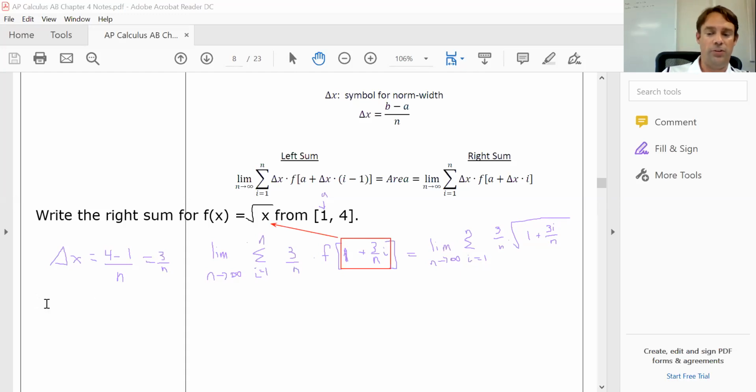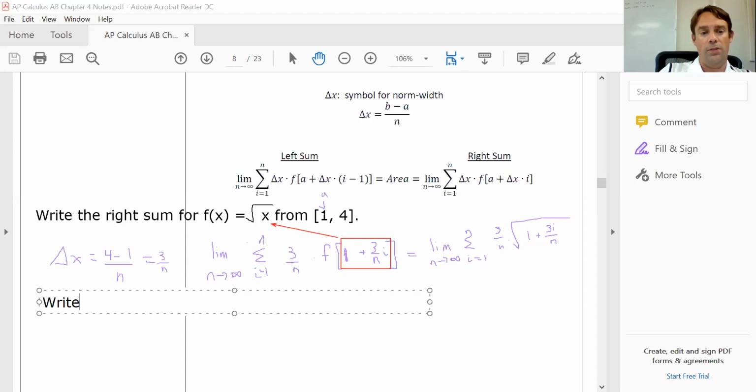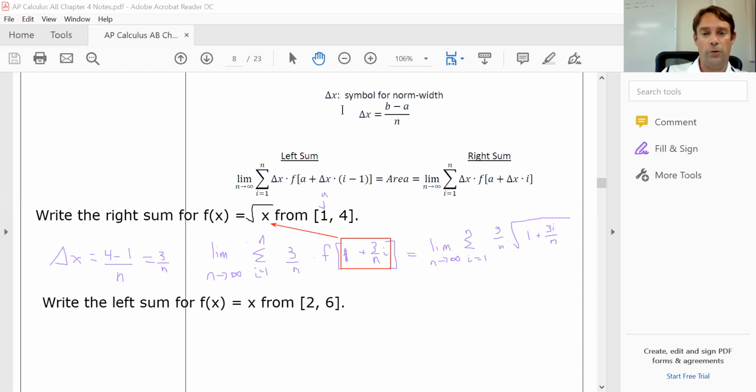Let's have you guys try one yourselves. Write the left sum form for f of x equals x cubed from 2 to 6. All right, friends. So here's what I want you guys to do. I want you to go ahead and pause the video and see if you can actually go through and write the left summation for that value.